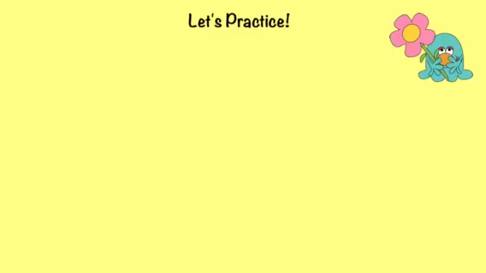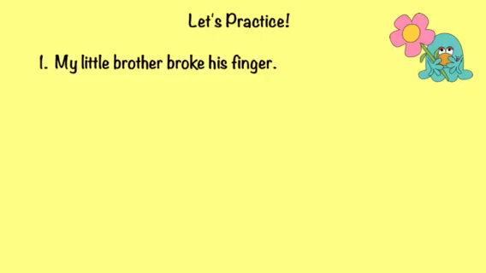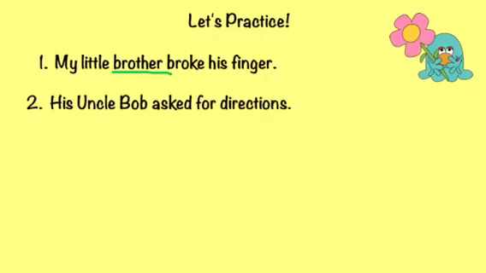Okay, let's go ahead and go over the answers to those practice problems. Number 1, my little brother broke his finger. In this case, ask who or what is the sentence about, and the one word we're looking for would be the word brother. Little is describing brother. Number 2, his Uncle Bob asked for directions.